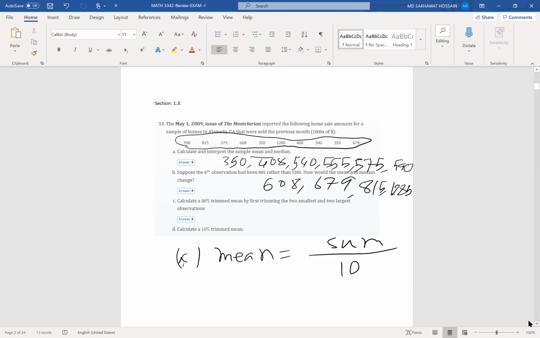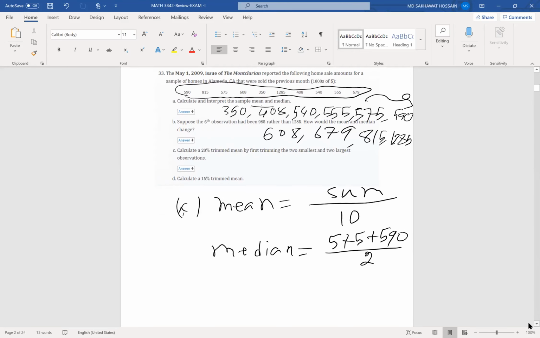So how many numbers do we have here? We have a total of 10 prices. So in the median we'll have 2 numbers. We have 2 middle values here. So the two middle values will be these two. In this case, the median will be the average of these two numbers. So it will be the average of 575 and 590 divided by 2. Since we have two numbers in the middle, we add these two numbers and divide by 2 to get the median.